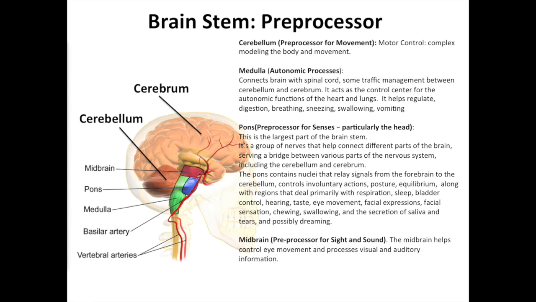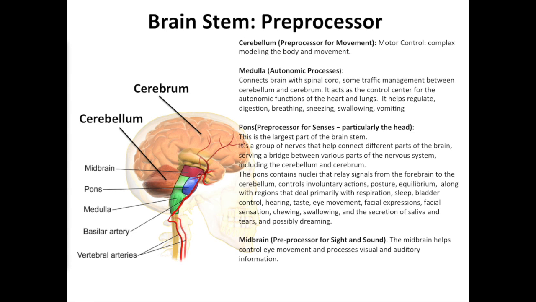The pons also relays signals from the forebrain to the cerebellum, and this helps organize involuntary actions like posture and equilibrium, as well as some others like respiration, sleep, bladder control, hearing, taste, and eye movement, a lot of your facial expressions, and even the possibility of dreaming. There's an awful lot that goes on there that regulates what goes on in the head.